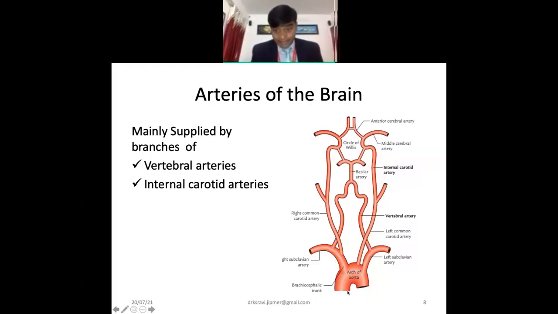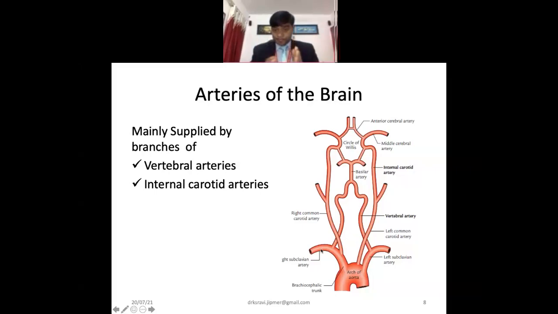This ascending aorta at the level of the sternal angle will continue anteriorly as the arch of aorta. Over here in this diagram, you can appreciate the arch of aorta. From this arch of aorta, we have three main branches. From right to left, the very first branch is the brachiocephalic trunk. Then we have the left common carotid artery, and then the left subclavian artery. This brachiocephalic trunk will further divide into two. One is the right common carotid artery, and then we have the right subclavian artery.